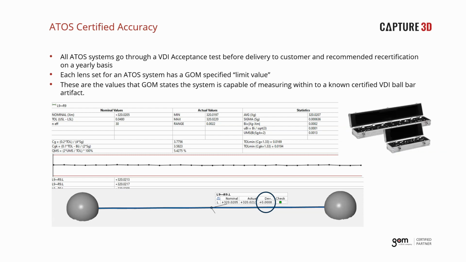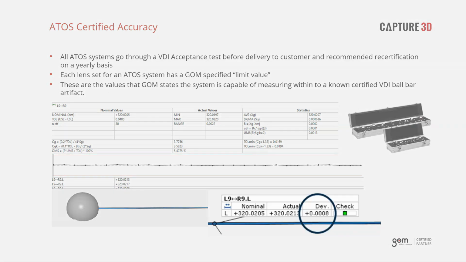Here we're showing an example of a measurement between 2 spheres on a known certified VDI ball bar object. As you can see from the data below, the ATOS Q system using a 350 millimeter measuring volume, and I want you to remember measuring volume, we're going to cover that next. We were able to measure this part within 0.8 of a micron and maintain a 30 sample range of under 3 microns.